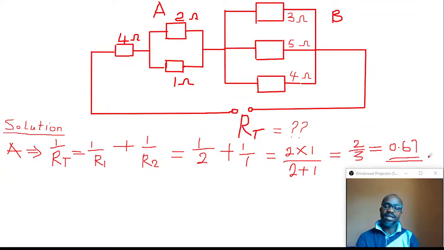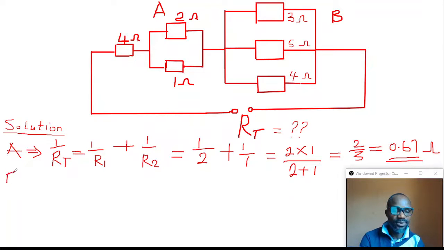It is measured in ohms, so our unit is ohms. Good. So that's the total resistance offered in section A by the resistors connected in parallel. Now, having found that, we move on to section B, where we have 3 resistors offering resistances 3 ohm, 5 ohms, and 4 ohms respectively, connected in parallel. So we're going to solve that at section B and then see what we're going to arrive at.